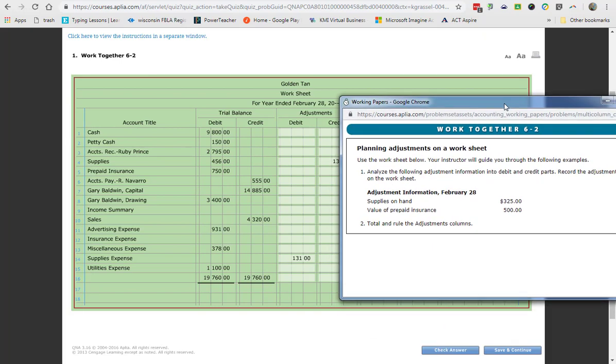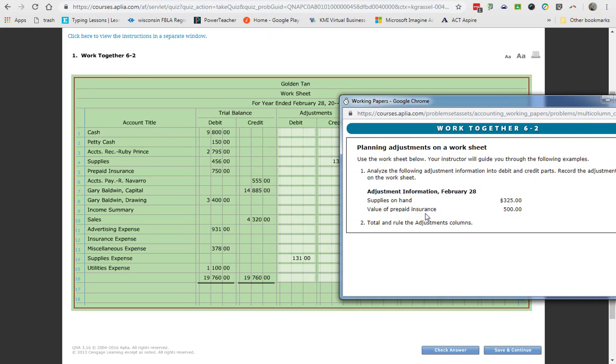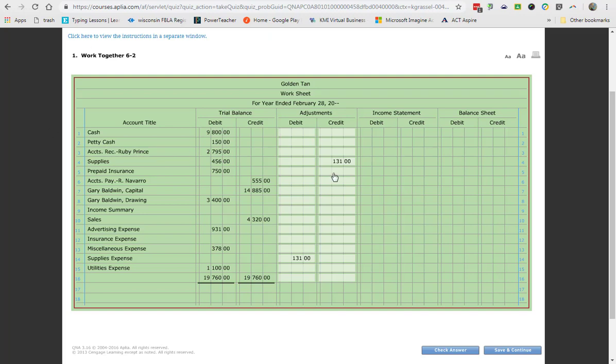Same thing's going to hold true when I take a look at my value of prepaid insurance. It says value of prepaid insurance. On my trial balance, it says at the beginning of my fiscal period I had $750. Now I have $500. How much did I use? $250. So I'm going to go ahead and credit prepaid insurance $250. And then I'm going to debit insurance expense $250.